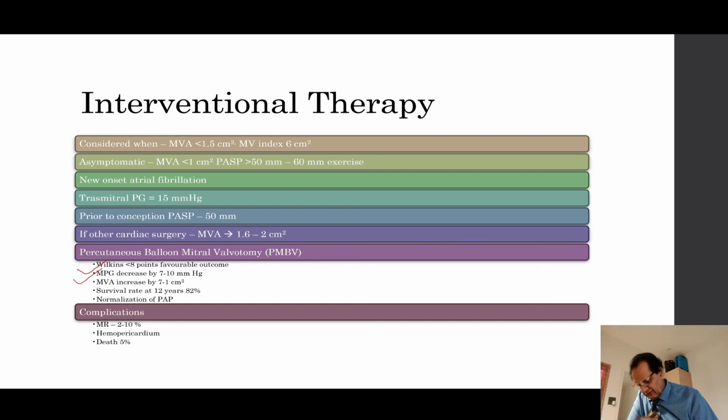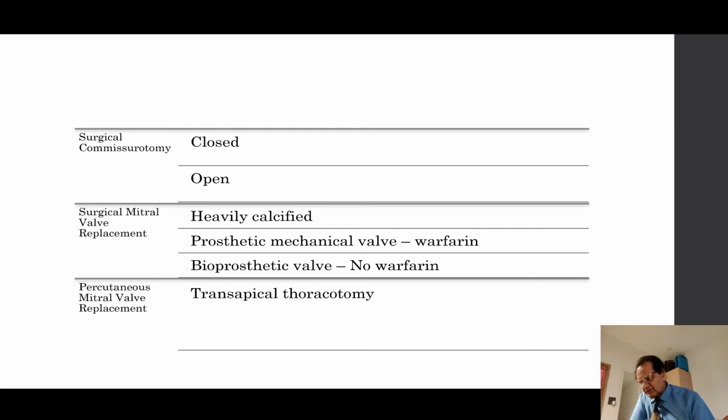So the mean pressure gradient decreases by 7 to 10 millimeters and the valve area increases by around 1 square centimeter, which is very relieving to the patient. The survival rate is quite good with balloon mitral valvuloplasty. Complications are there in the form of mitral regurgitation, hemopericardium, death may take place. So these are the things which are to be seen.